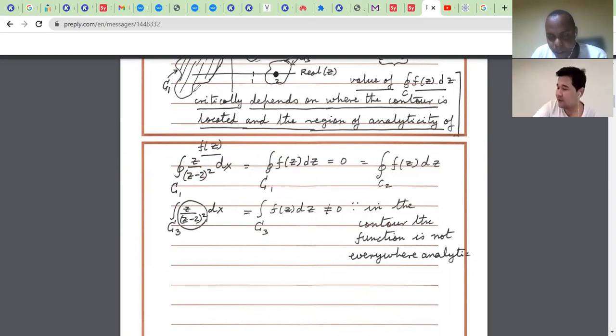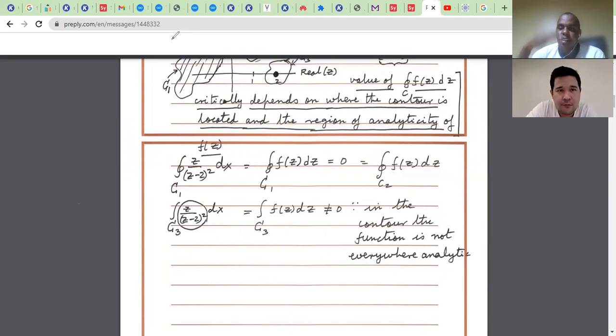Let me make a quick note. If the function is not analytic at some point inside of the curve, it means that the integral of the function is not equal to 0.